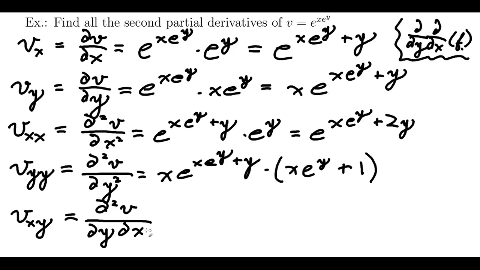So the orders are different. Be careful of that. Now, this means we look at v sub x, which was this first one we had here, and now we are taking the partial of that with respect to y. Well, again, that's a natural exponential, so we copy that, e to the power of x e to the y plus y.